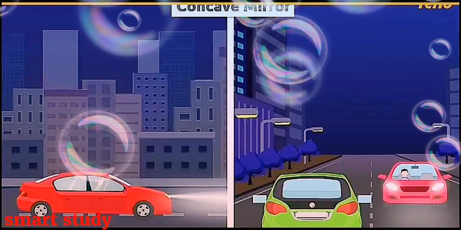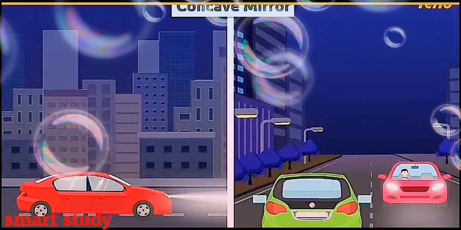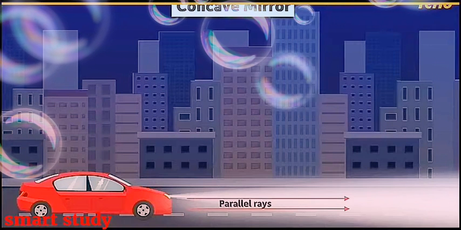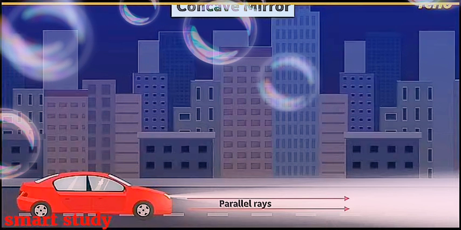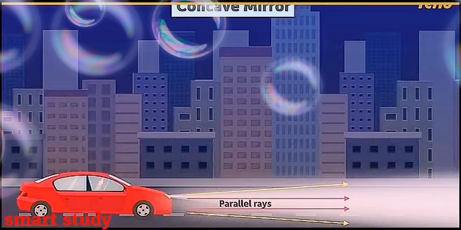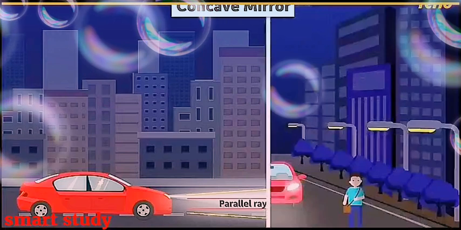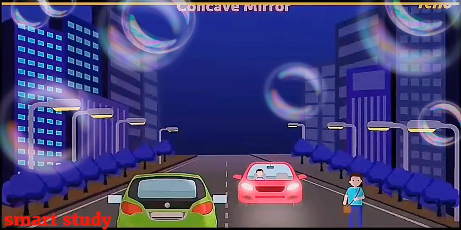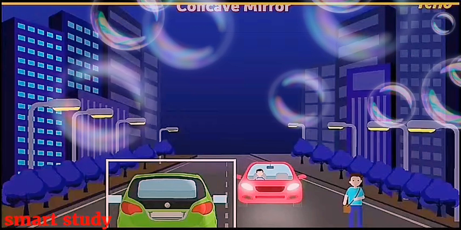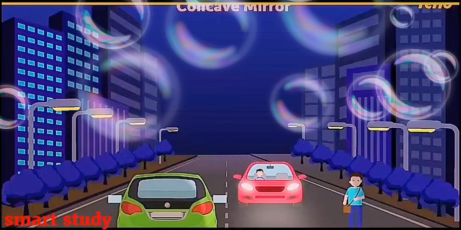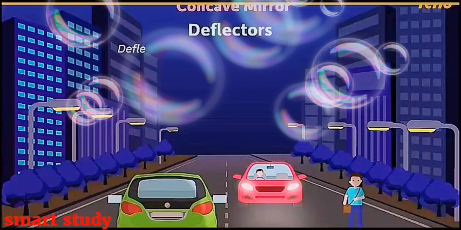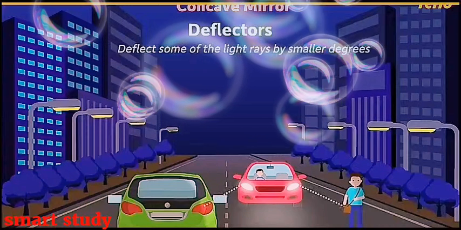However, in reality, we don't really want all the rays to be traveling parallel after reflection. That is, we also want some of the rays to travel a bit sideways. We not only want to see the road ahead, but also the things along the sides. This will help us see the vehicles coming from the other side of the road in opposite direction. So for that purpose, we use what we call deflectors. They deflect some of the light rays by smaller degrees.